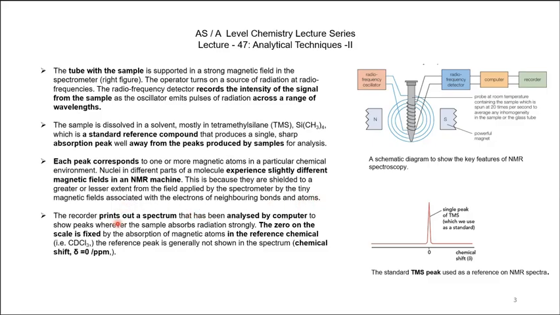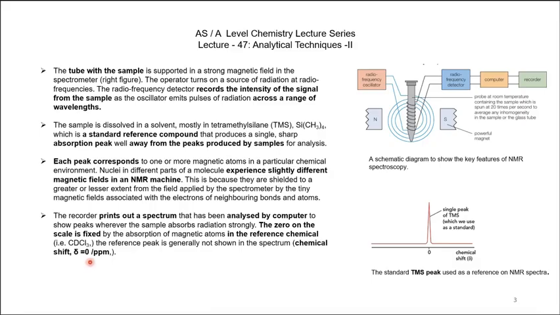We can also have another solvent, and this solvent is CDCl3, deuterated chloroform, and that also has a sharp general peak, and that we also consider for chemical shift, which is 0.